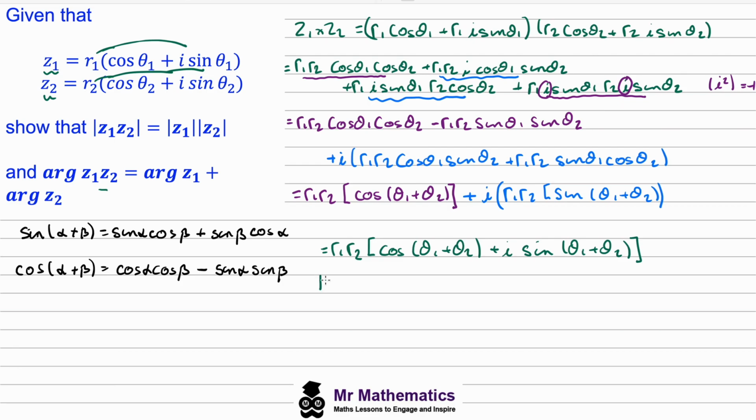So we can see then now the modulus of z1 z2 is exactly the same as the modulus of z1 multiplied by the modulus of z2. And the argument of z1 z2 is exactly the same as adding the argument of z1 plus the argument of z2. So these are really important properties that we can use when we multiply with complex numbers. In the next video, I'm going to show you how we can use this when we multiply and divide with complex numbers in modulus argument form.